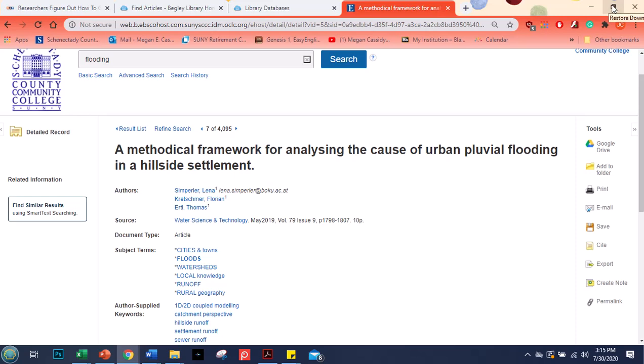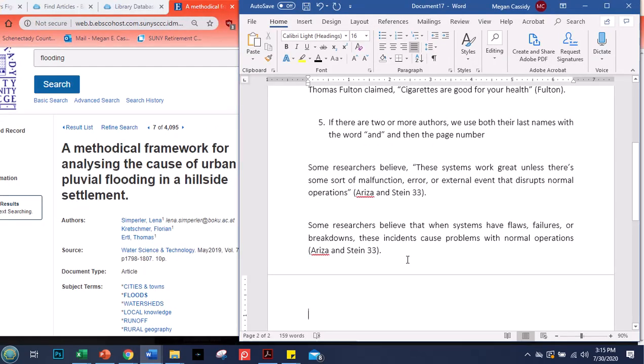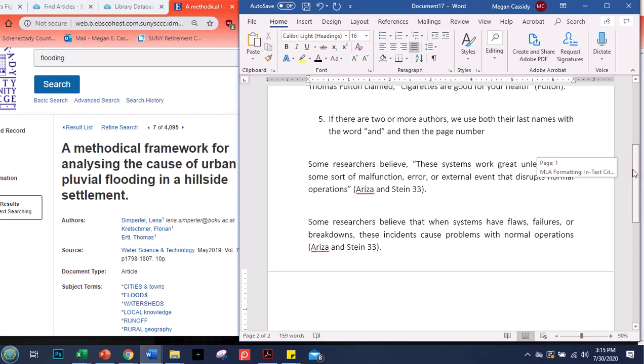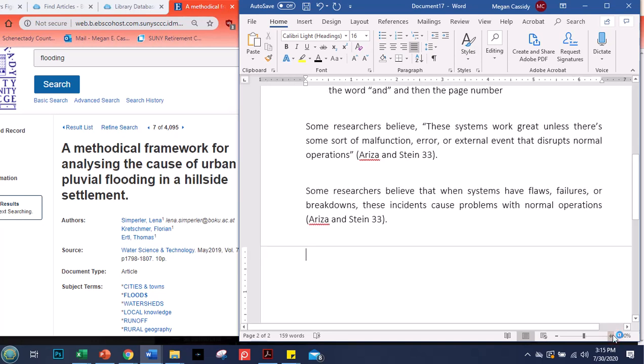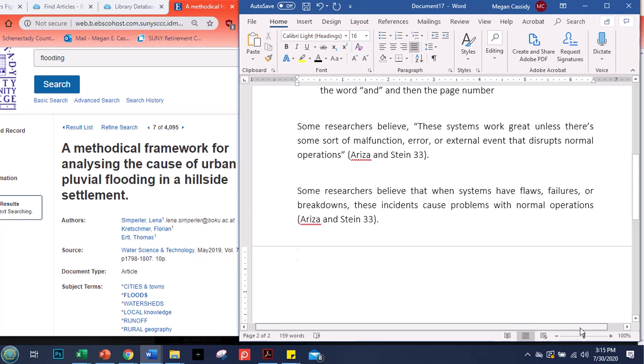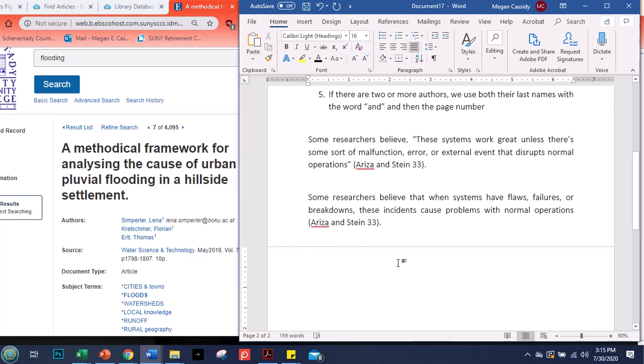This is something that you can do too. You don't want to get this wrong, what their names are, because that could be plagiarism if you get that incorrect, if you don't have the right people listed, because you're attributing things to their source.